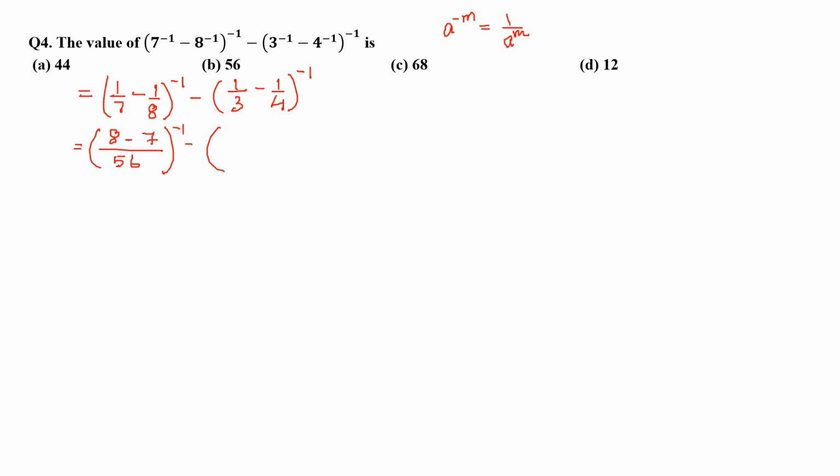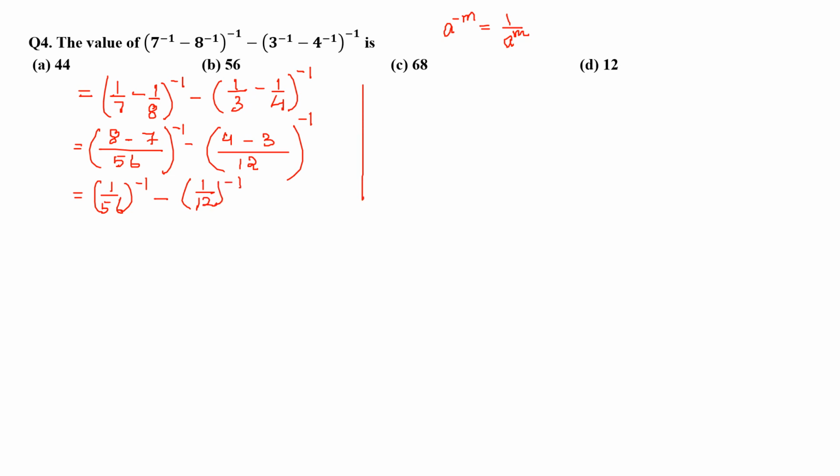Here also you have to take LCM. So LCM of 3 and 4 is 12. And 3 times 4 gives 12, so 1 is also multiplied by 4. So it will be 4 minus, 4 times 3 will give me 12. Now after that, 8 minus 7 is 1, by 56 whole to the power minus 1, minus 1 by 12 to the power minus 1.